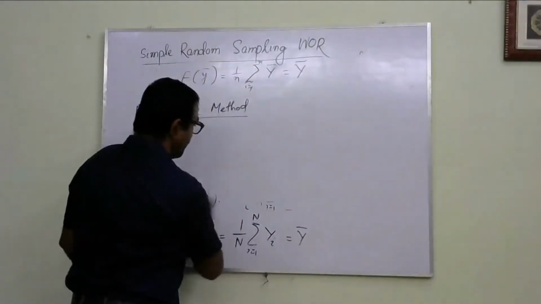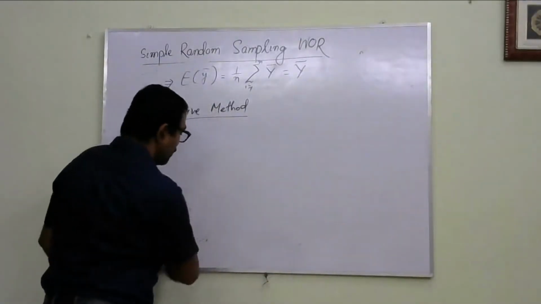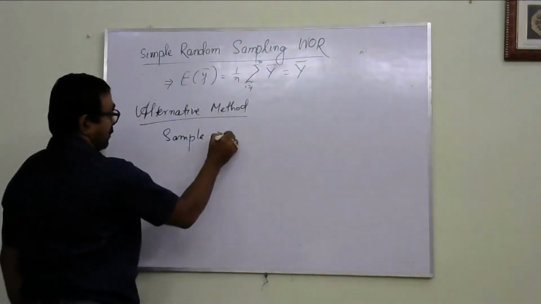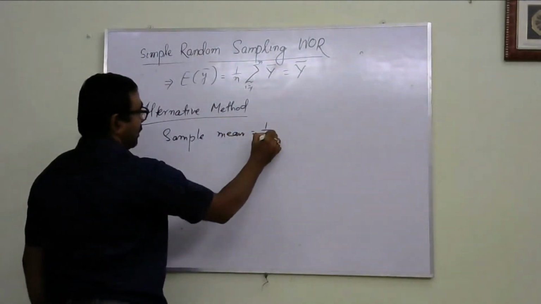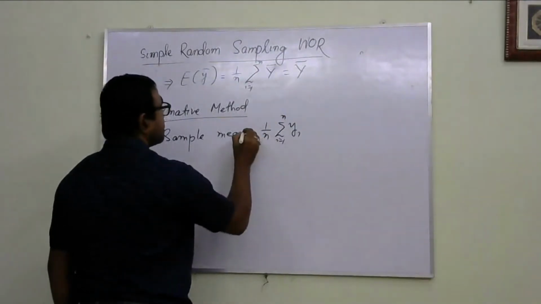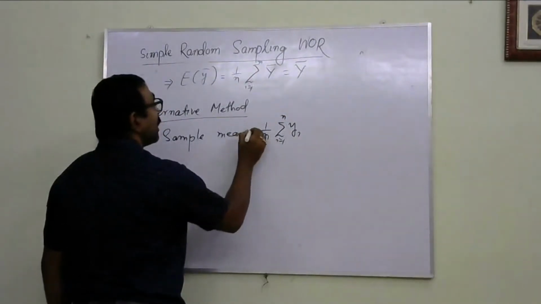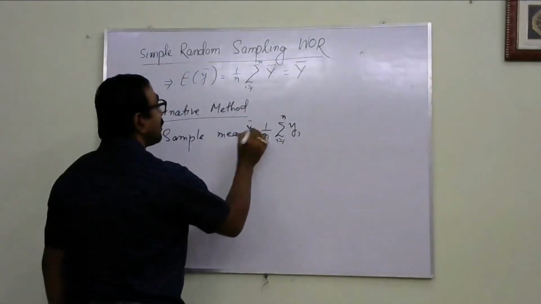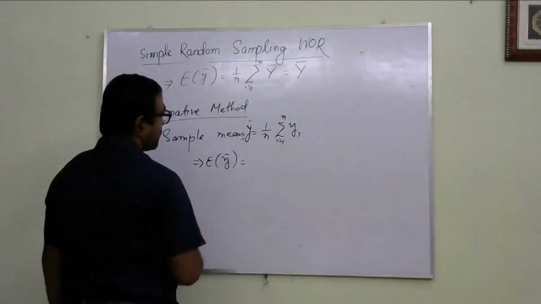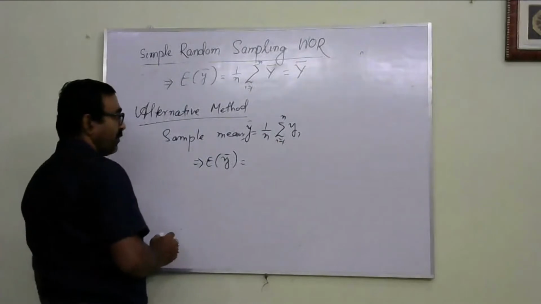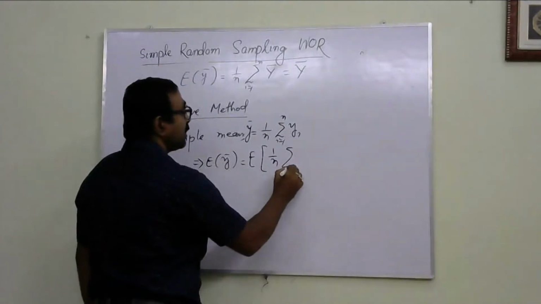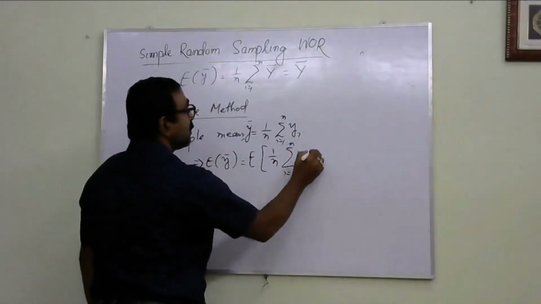Sample mean small y bar is equal to 1 by small n summation i equal to 1 to n y i. This is y bar. So that implies the expectation of y bar equal to expectation of 1 by n summation i equal to 1 to n y i.